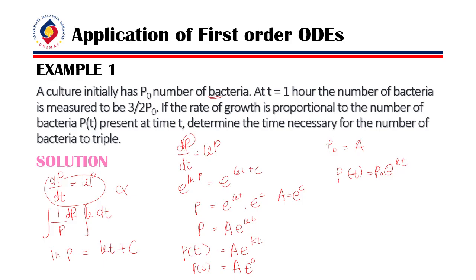Well, from here, if k is positive, we can consider it as exponential growth. When k is negative, it is exponential decay. All right. So how are we going to solve this? How are we going to apply it in this kind of problem?